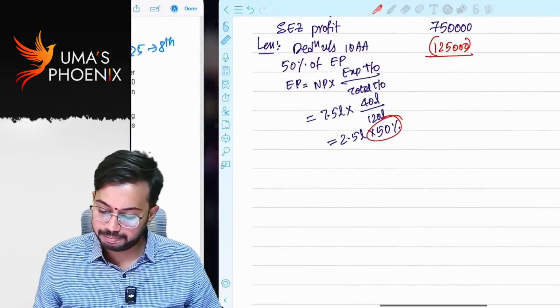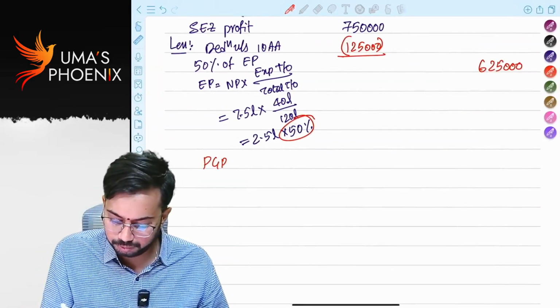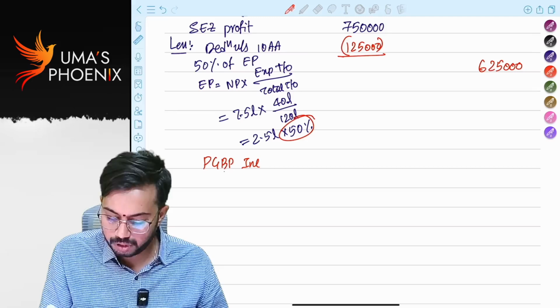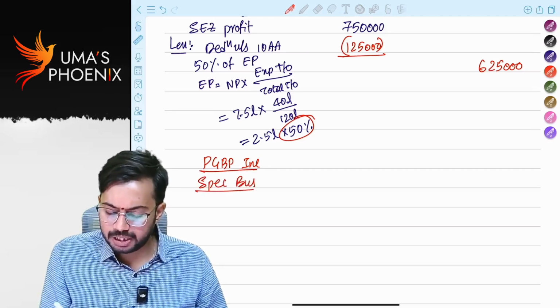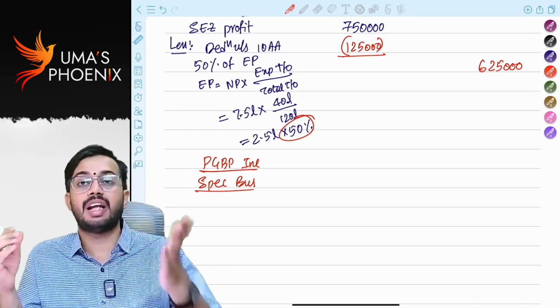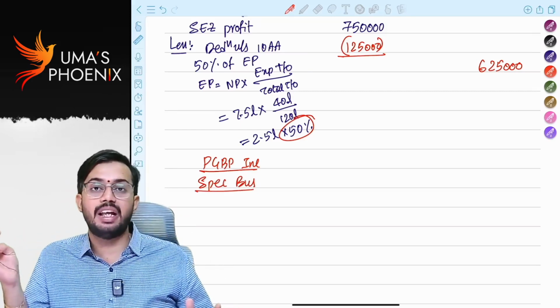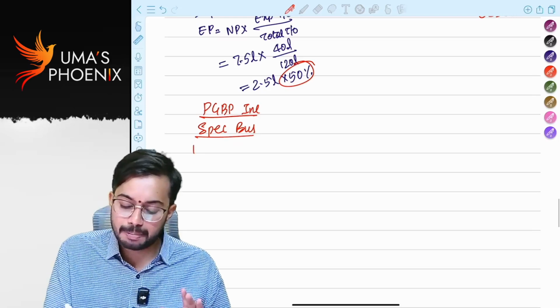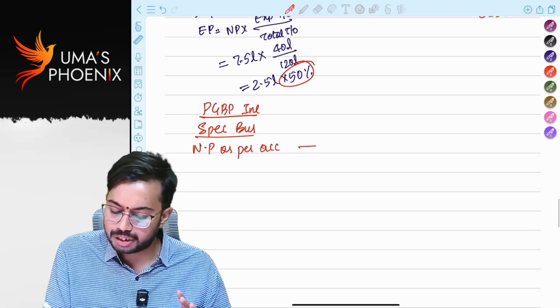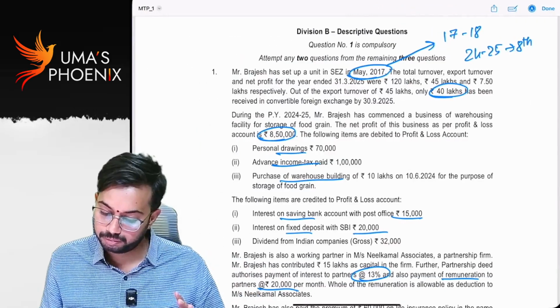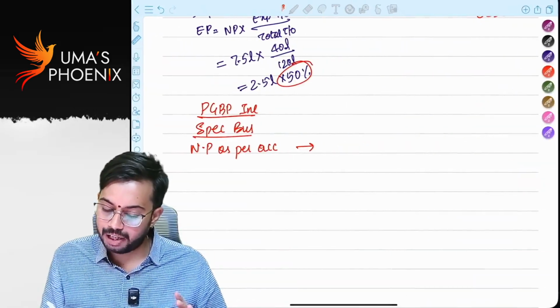PGBP income. First, specified business. Under normal provisions, for specified business, you can claim deduction under section 35AD, right? So, how much is net profit as per accounts? Net profit as per accounts is equal to 8,50,000.